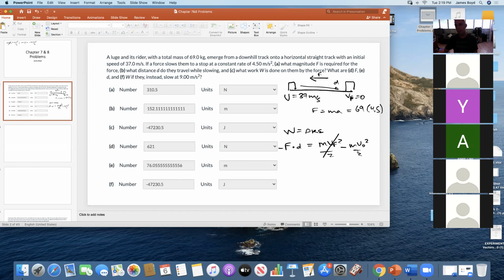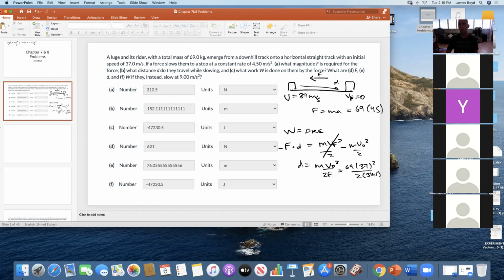So we can divide by negative f on both sides. We get m v naught squared over 2f. We found f was 310.5, so this becomes 69 times 37 squared over 2 times 310.5 newtons. And if we do that, we could check it with our calculator. I'm not going to right now. I know it's 152.1 meters.